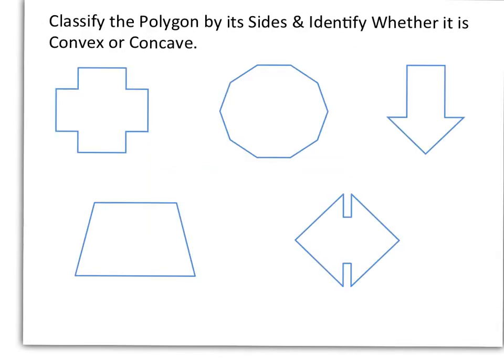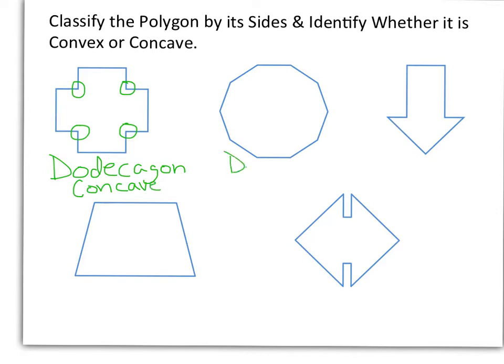Now we're going to classify polygons by their sides and identify whether they are convex or concave. So our first figure, it has 12 sides. So remember, that's a dodecagon. And you notice how we have vertices going in towards the center of the figure, such as here, here, here, and here. So this would make this concave. Our second one is a decagon, has 10 sides, and it is convex because all our vertices go out.